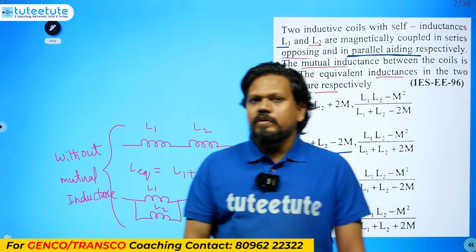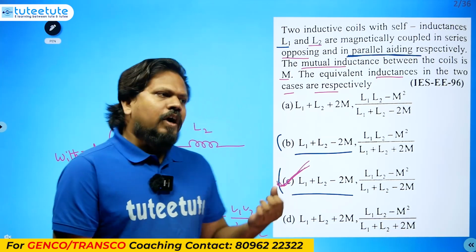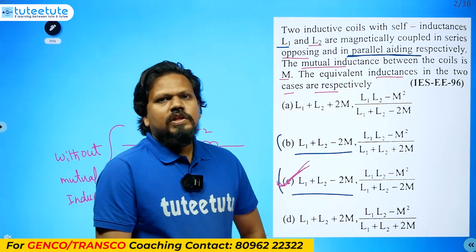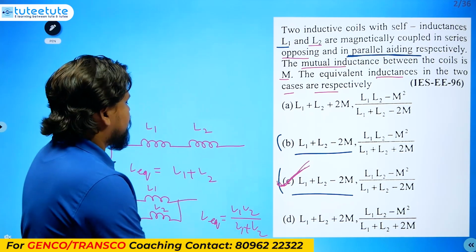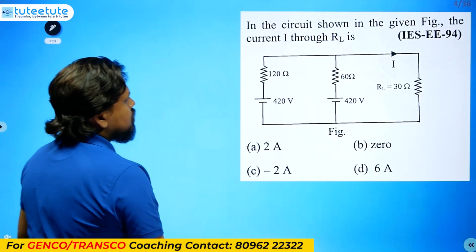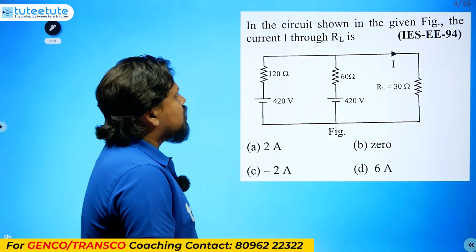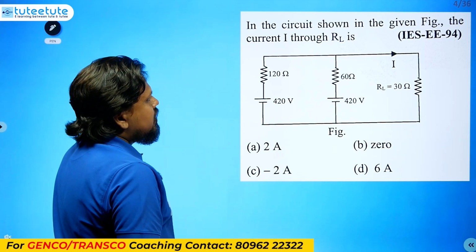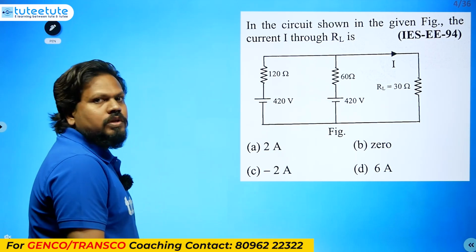This is also one of the previous year questions. Here we are learning the formulas directly, so they will ask for direct values in the examination. So let's see the next question. In the circuit shown in the given figure, the current I through RL is, so through the RL we need to find out the current.